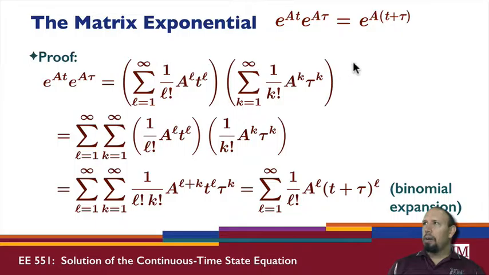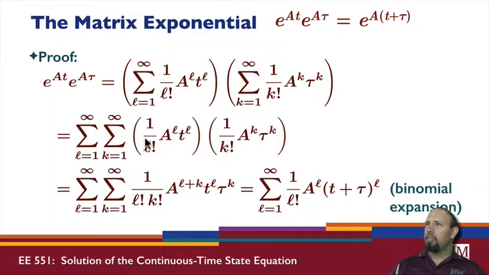Here's another problem. The statement is that e to the At times e to the A tau is equal to e to the A(t plus tau). So how does that work? Here's e to the At, it's this power series. Here's e to the A tau, it's this power series. So I use different summation indices just to keep them separate. I can put these two summations under the same summation sign, and so this is what I get in that case.